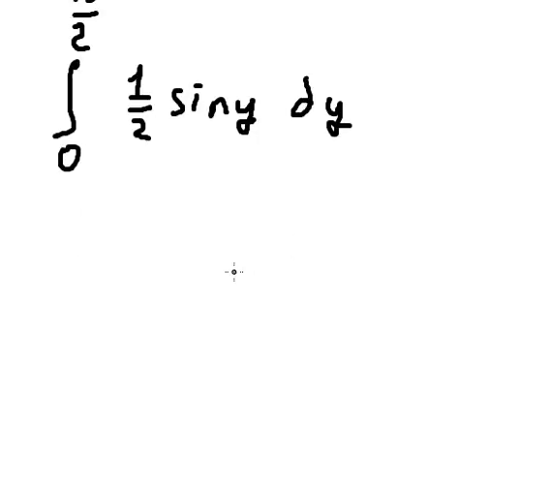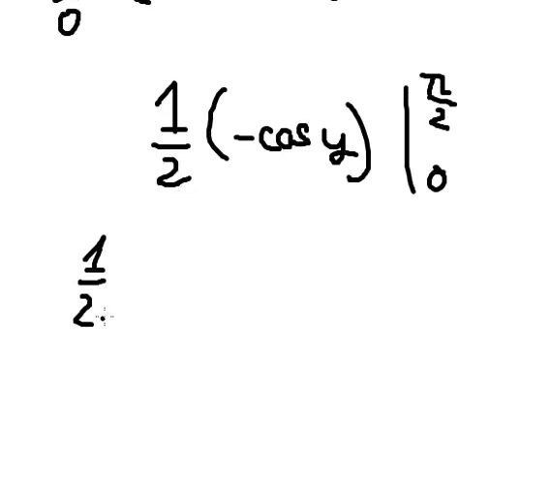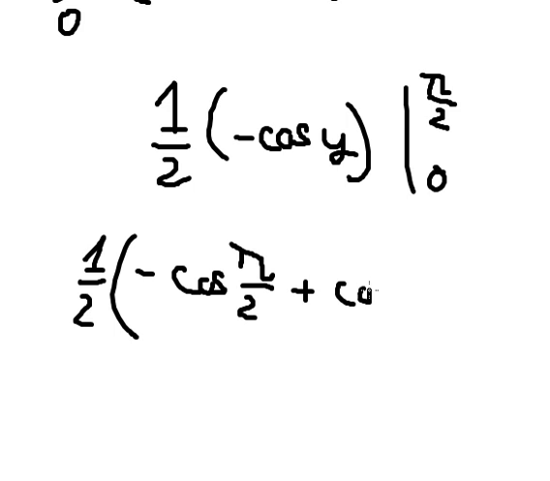The integration of sine y, that is about negative cosine y. So I will put pi over 2 cone here, number 0 cone here. This one you got number 0. This one we have number 1. So we have 1 over number 2. That is the end.